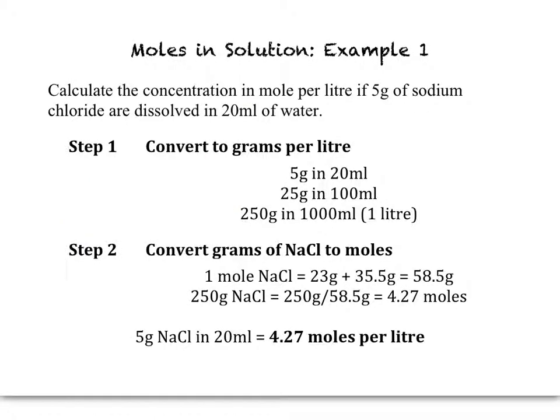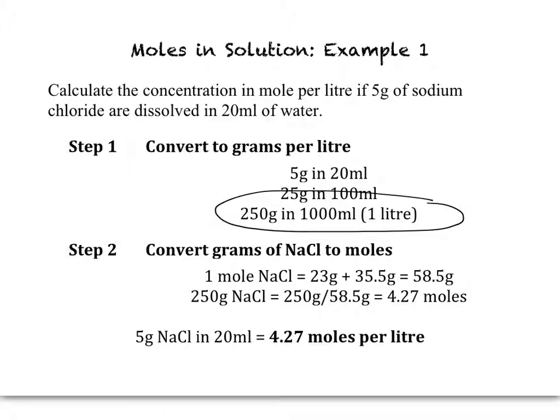Moles in solution, example 1. Calculate the concentration in mole per litre if 5 grams of sodium chloride are dissolved in 20 milliliters of water. We want our concentration in mole per litre, so we need to convert the grams to moles and the milliliters to litres. Step 1. Convert to grams per litre. 5 grams in 20 milliliters is the same as 25 grams in 100 milliliters, which is the same as 250 grams in 1000 milliliters, which is 1 litre.